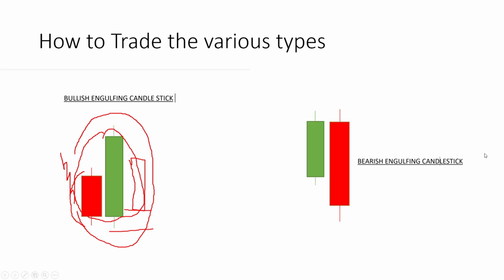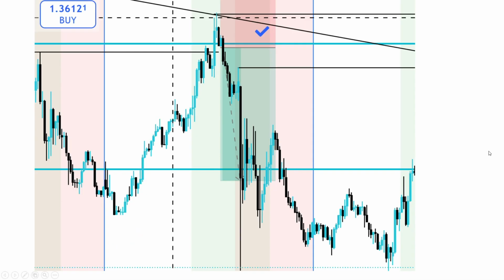Their interpretation is the same. Let's move to the chart. This was on Thursday. We caught this trade on Thursday. We had our psychology level there. That was number one confirmation. We had a trend line running through. That was number two confirmation. We were just waiting for a candlestick.